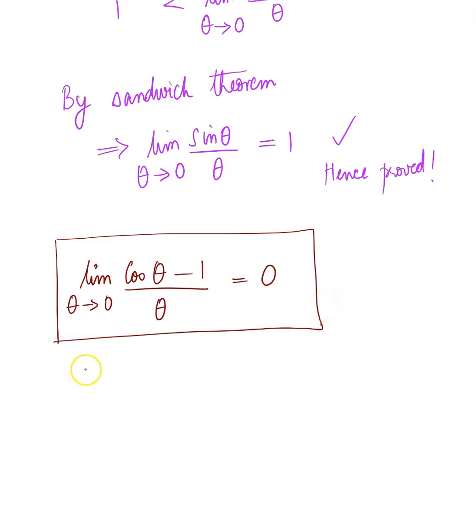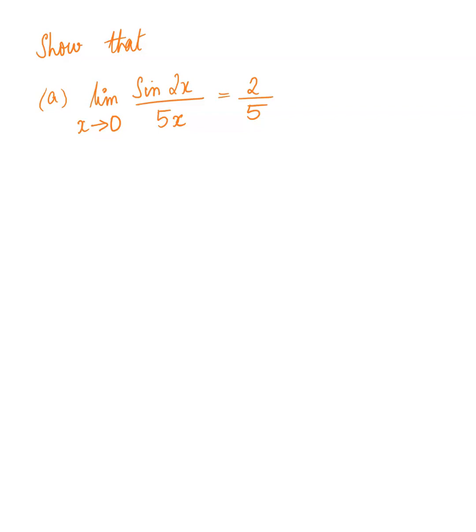So let me box these two together. So limit sine theta over theta as theta approaches 0 is 1. And for cosine theta minus 1 over theta that approaches 0 is 0. Okay. We'll do a couple of examples to drive home this point. Show that limit of sine 2x over 5x as x approaches 0 is 2 over 5. They've given us the answer. They want us to prove it.